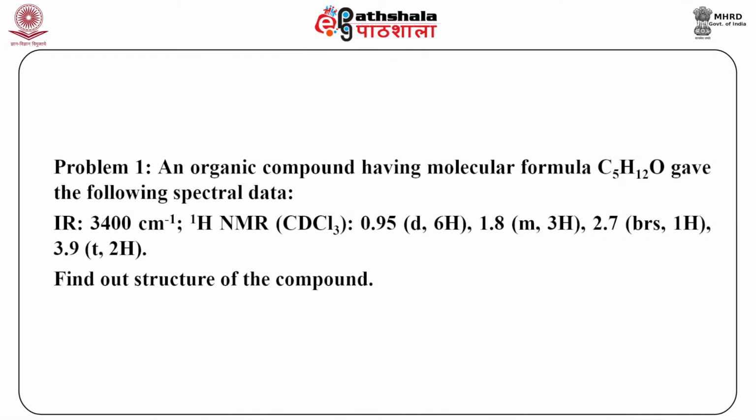Let us begin with problem number 1. The statement of problem number 1 is: an organic compound having a molecular formula C5H12O having the IR peak at 3400 cm^-1. The proton NMR data done in CDCl3 is 0.95 ppm, a doublet with 6 hydrogens, 1.8 ppm, a multiplet with 3 hydrogens, 2.7 ppm, a broad singlet worth 1 hydrogen, 3.9 ppm, a triplet with 2 hydrogens. Find out the structure of the given compound.